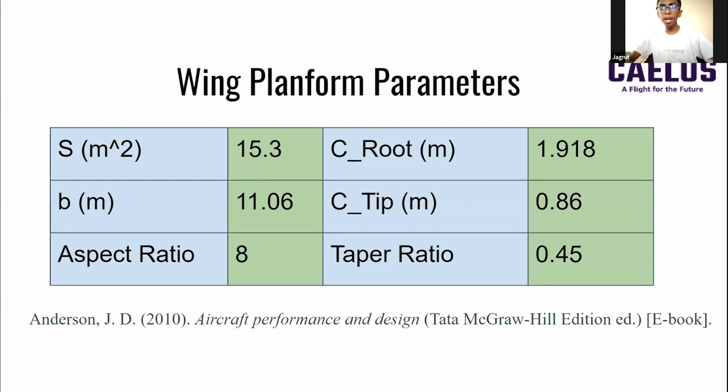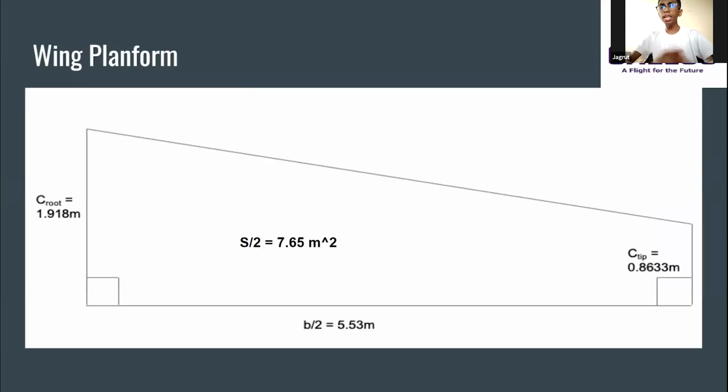So, wing planform is basically the shape of the wing. We have taken these parameters, that is, B is the wingspan, S is the wing area, aspect ratio, and length of the root chord, length of the tip chord, and the taper ratio, that's the ratio of the root and tip chords of the wing. By performing constraint analysis, we have come upon these values and we have created the design of the wing.